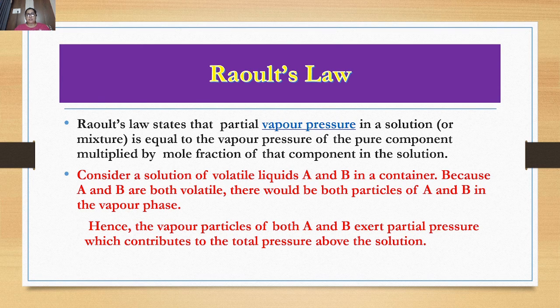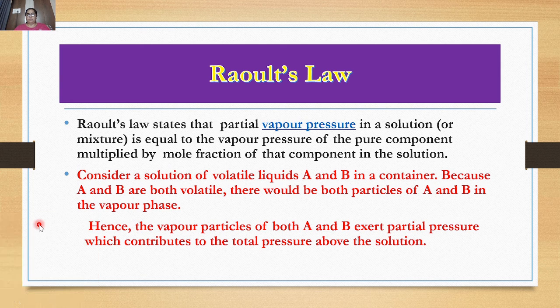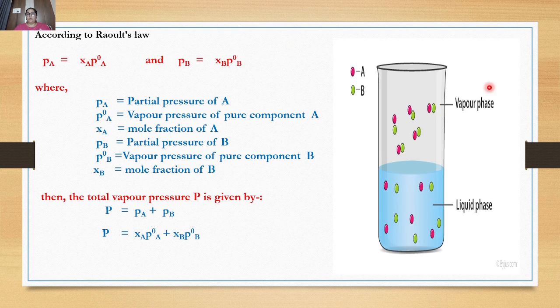Let us consider a binary solution containing two volatile liquids A and B. As both A and B are volatile, there would be both particles of A and B in the vapor phase. So in this diagram we can see that A and B both are volatile liquids, so the vapor phase consists of the particles of both A and B.